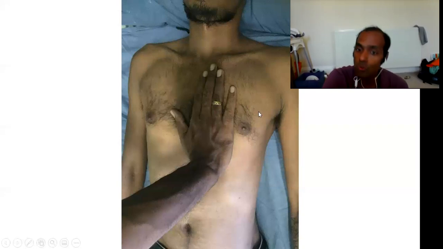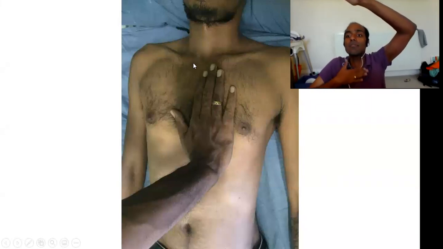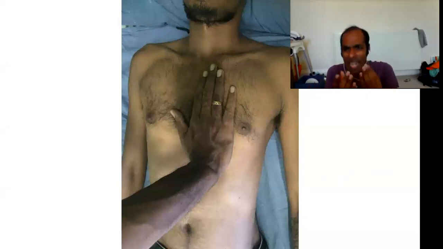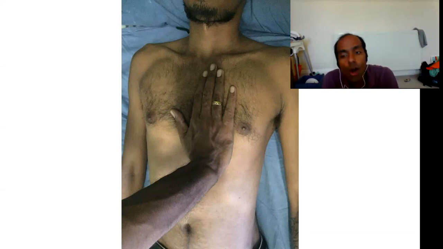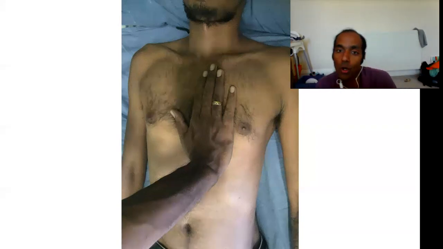So apex would be one area, left lower sternal edge would be another area, left upper sternal edge would be another area, and the right upper sternal edge would be another area. So just feel in these areas for thrills. Thrills exactly are like just a flow of water under your palm. You will feel it like a gush of water running under your palm.